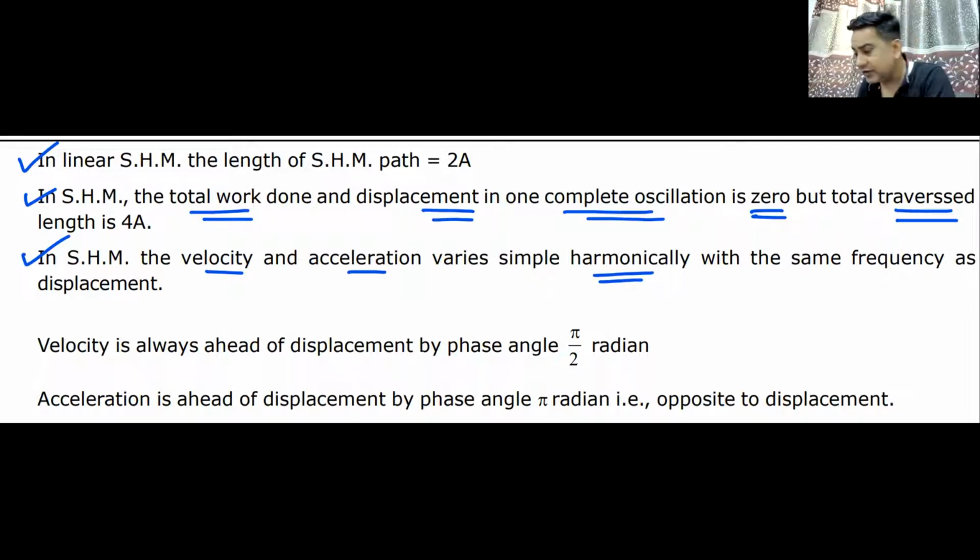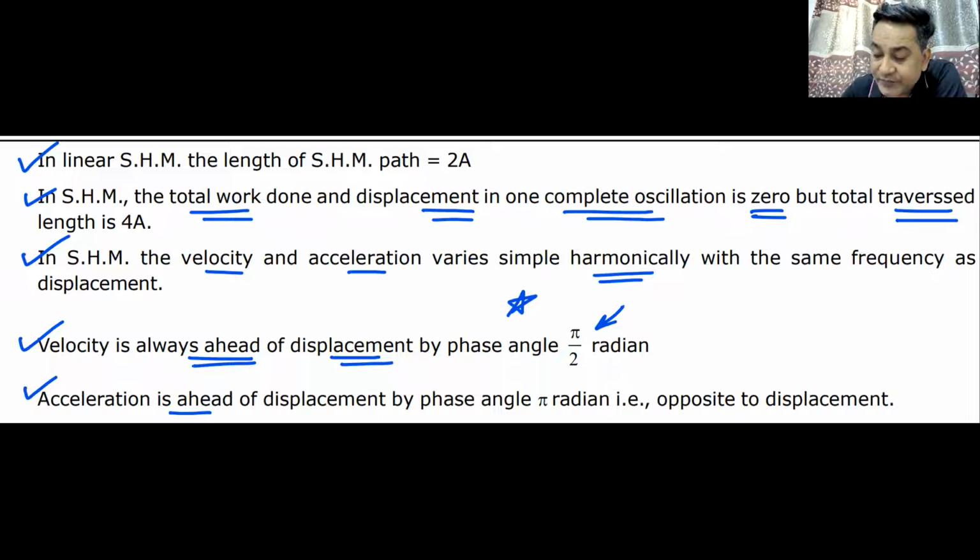Remember, velocity, acceleration, and displacement, they all vary simple harmonically. If displacement is in terms of a sine wave, velocity will be in terms of a cos wave, and acceleration will again be in terms of a sine wave. Velocity is ahead of displacement by pi by 2. Remember this, a very important point. Acceleration is ahead of displacement by a phase angle of pi. That means it is opposite to displacement. Can you remember this? Please mark it out.